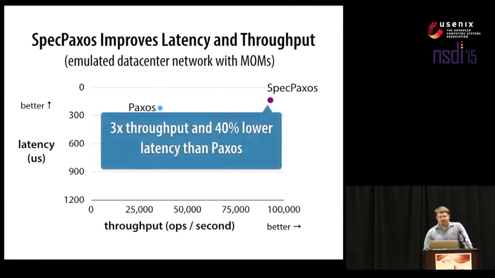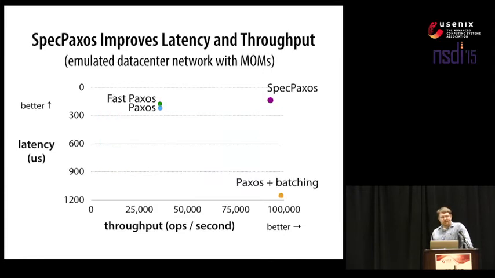But what's really interesting is to compare it to some previous work. So previous work has generally focused on improving one or the other of latency and throughput. So Fast Paxos is a latency optimized protocol. Despite the name, it doesn't actually improve throughput by any significant amount. And Speculative Paxos is able to give even better latency than Fast Paxos whilst also improving throughput. There's also a throughput optimized protocol, Paxos with batching, which is able to give us similar gains in throughput, but at the cost of much higher latency. And this is actually an implementation of batching that's designed to optimize for latency.